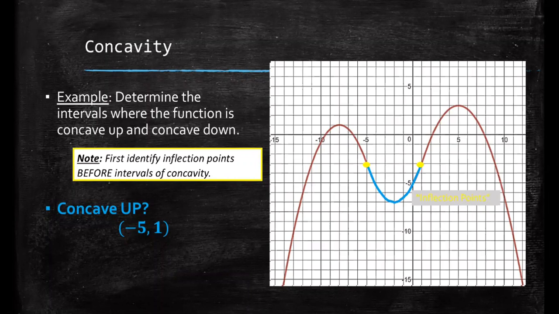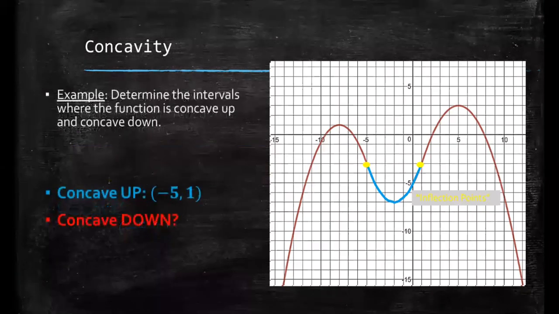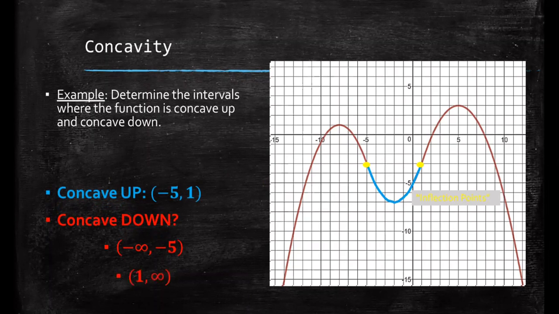So when we report that concave down interval, can you get those two intervals correct? Did you get that it was concave down from -infinity to -5, and then again from 1 to infinity? So basically the remaining portions of that graph.